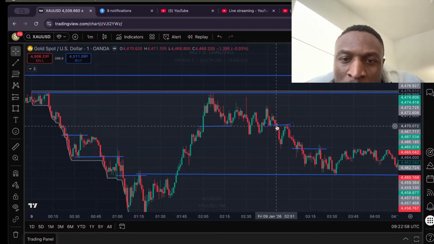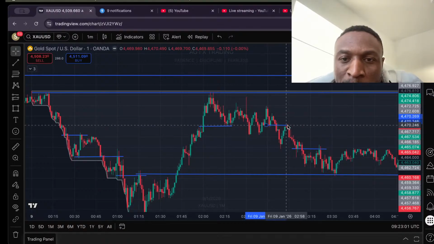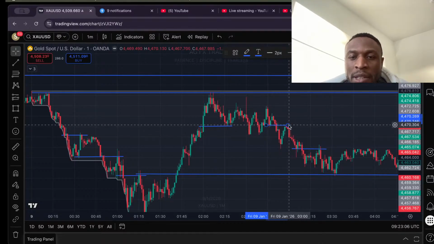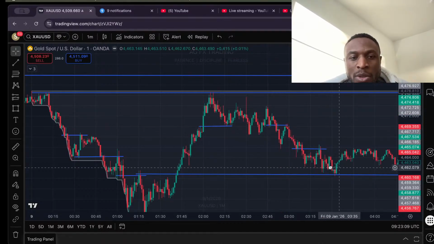So now this is a break to the downside and a retest. So this is a very sure sell zone for me. I'll take my entry from here and I'll sell down.